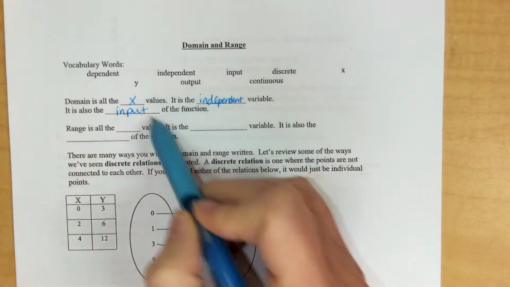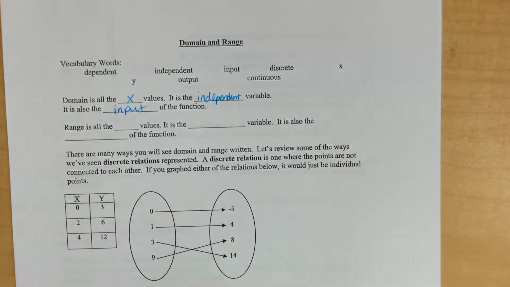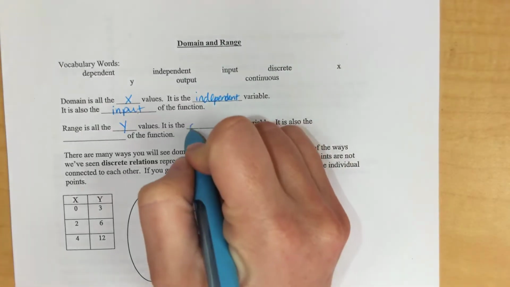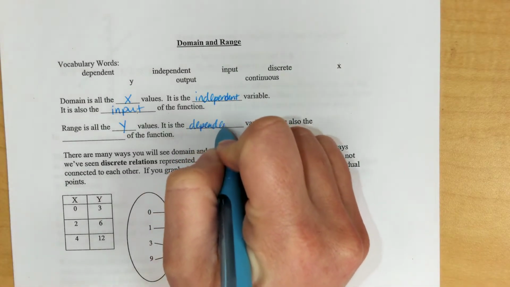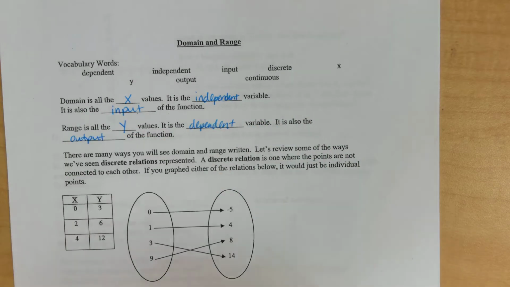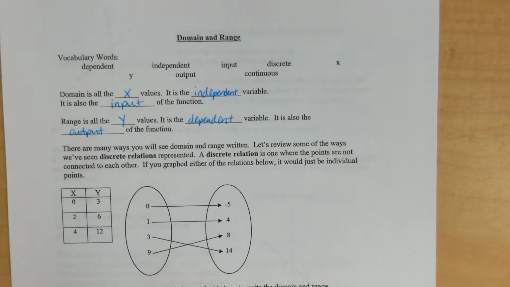Okay, so those are all of the terms that when we hear each other, they should all kind of relate: x is going to be your domain, your independent variable, and your input. Whereas range is all of our y values, so it's going to be the dependent variable, and it's also the output of the function. Okay, so keep that in mind as we start talking about domain and range.